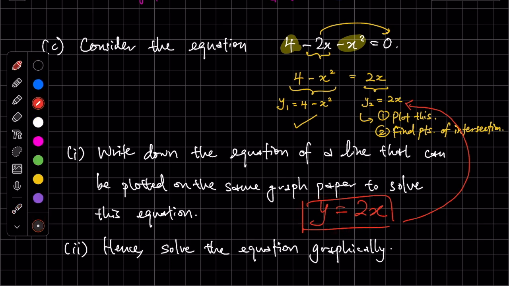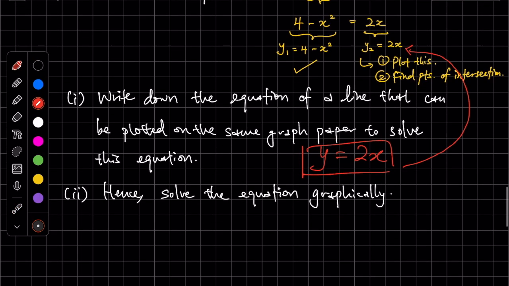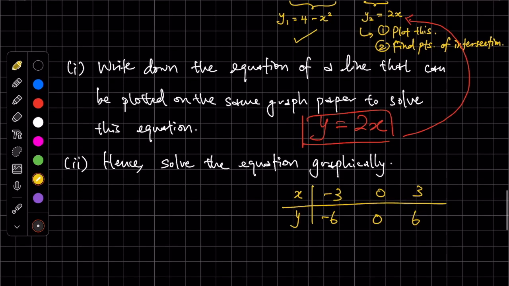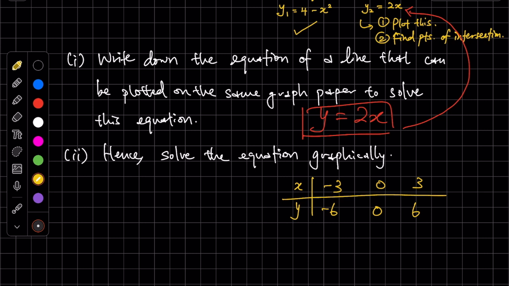So what do we have to do? We have to put down our table of values, right? We have x, y, maybe we put -3, 0, 3. Because it's a straight line graph, we don't need that many values, we only need 3. So we write down, and this will be -6, 0, 6. Then we plot our graph. So now let's say I plot our graph and we get something like this. What do I do? I just look at these 2 points and I read the x value.